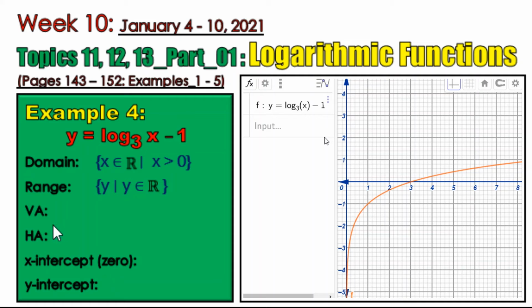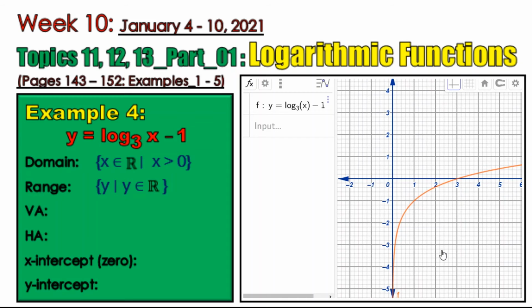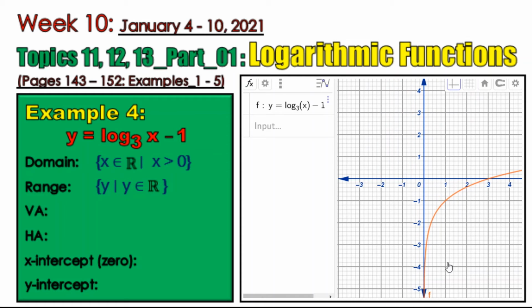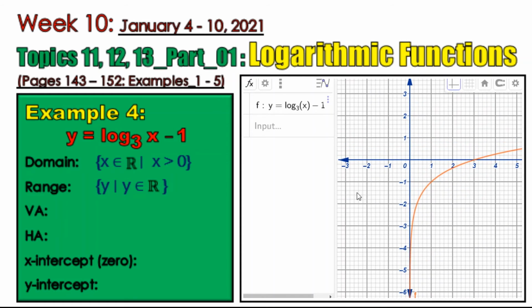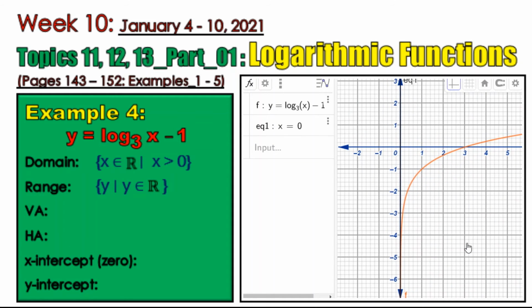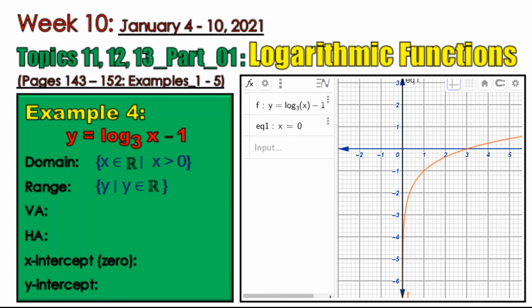Okay, how about the vertical asymptote? So looking at the graph, can you find a vertical line being approached by this graph, but this graph will never intersect that vertical line? Okay, for sure, and that line is x is equal to 0, or the y-axis itself, and the equation of that line is x is equal to 0. So therefore, x is equal to 0 is our vertical asymptote.